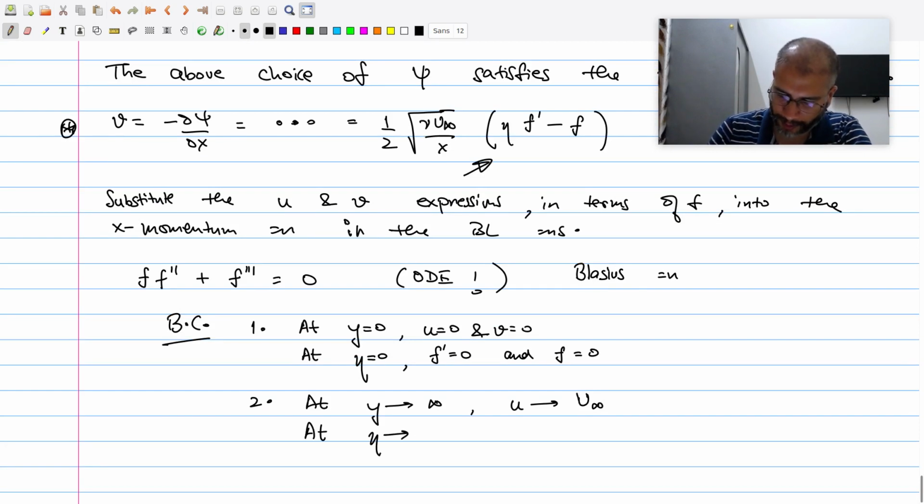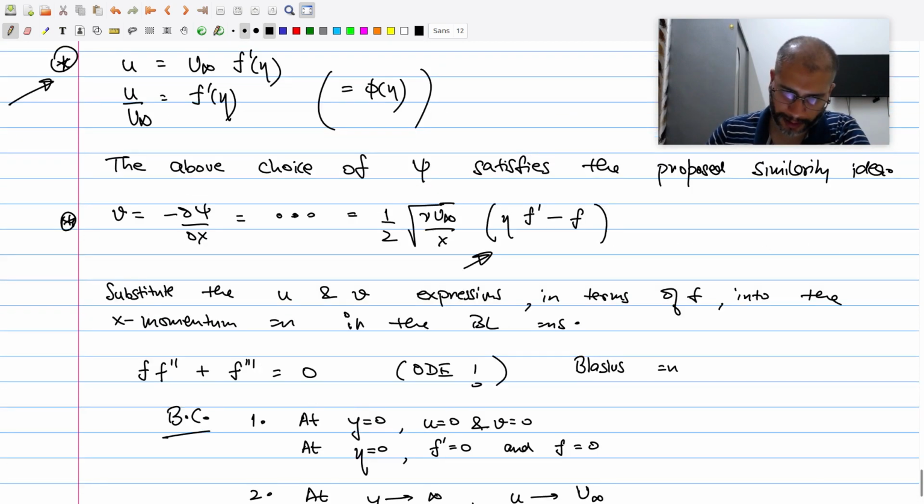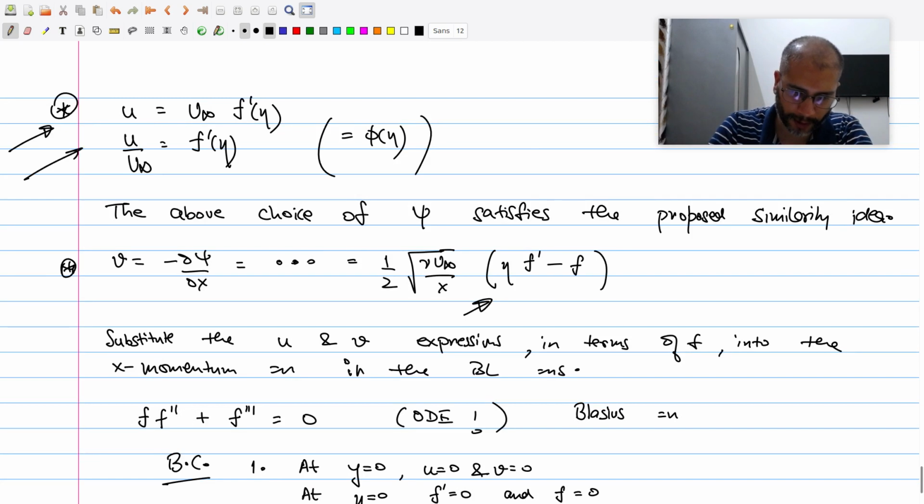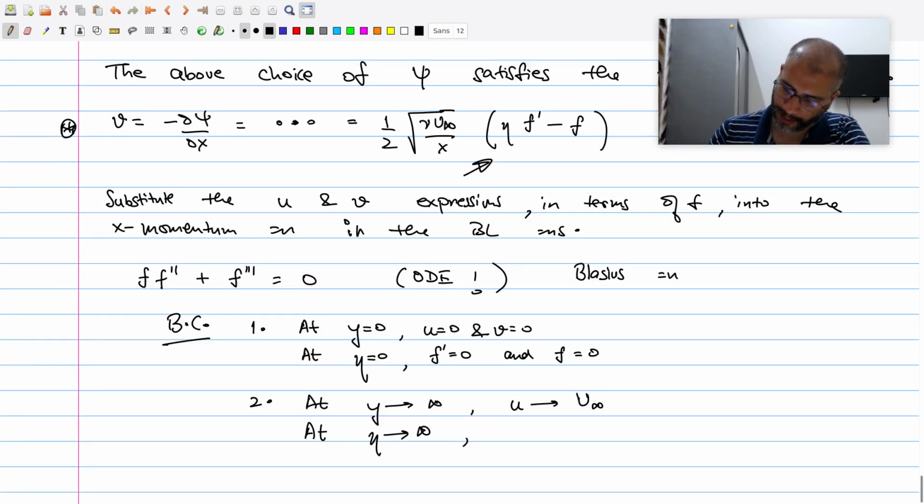So when eta tends to infinity, then u has to tend to u infinity. So that means from this expression we can see that f prime tends to 1, because u by u infinity is what f prime is. Okay, so we have translated both the y boundary conditions to eta boundary conditions.